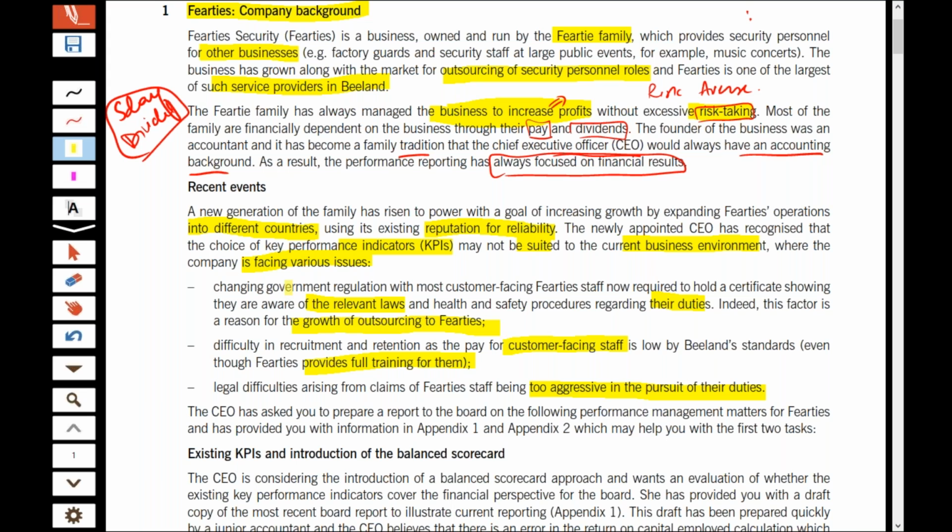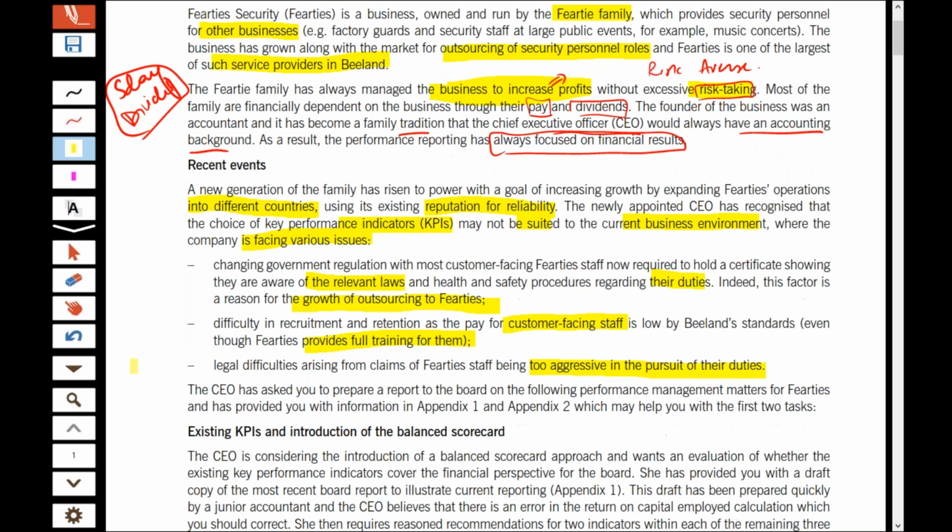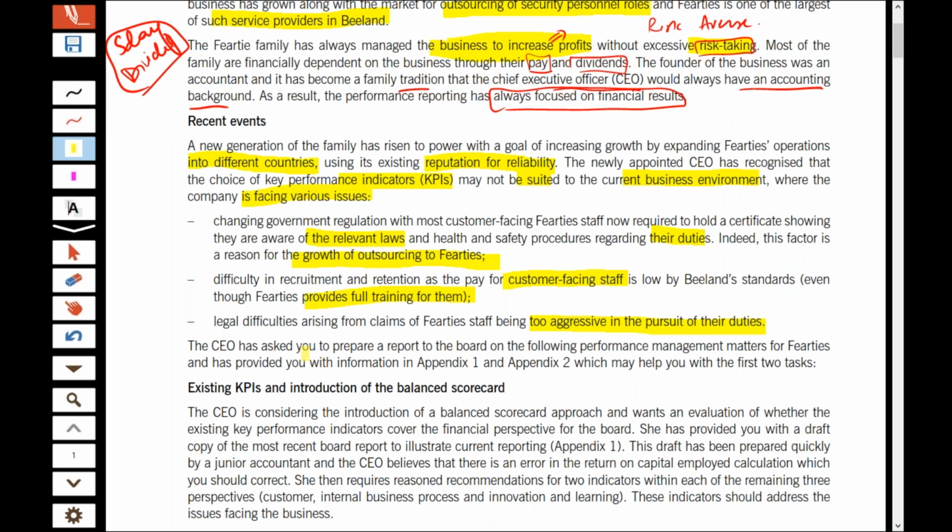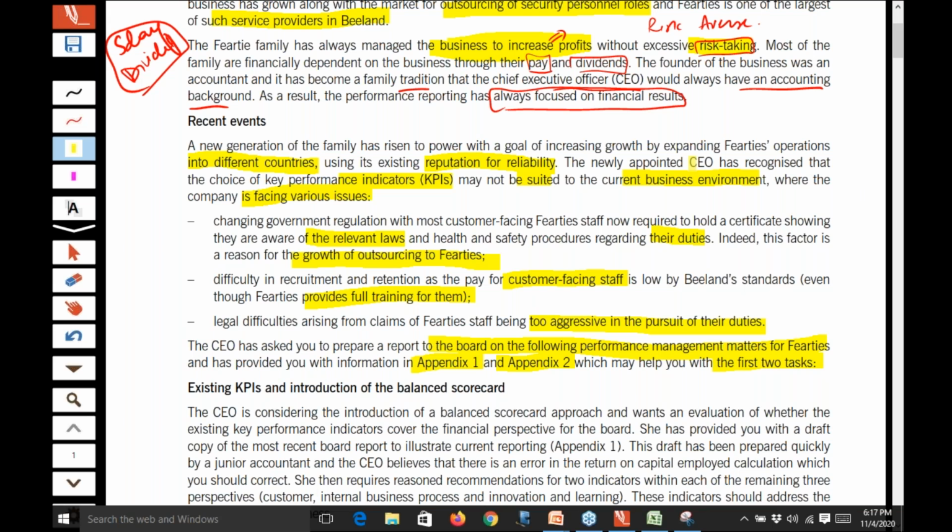Now, what happens is, it says the CEO has asked you to prepare a report to the board on the following performance management matters for Fairde's and has provided you with the information in Appendix 1 and Appendix 2, which may help you with the first two tasks. So for the first two tasks, you need to use the information available in Appendix 1 and Appendix 2. Now, what is that? Let's try to have an understanding.